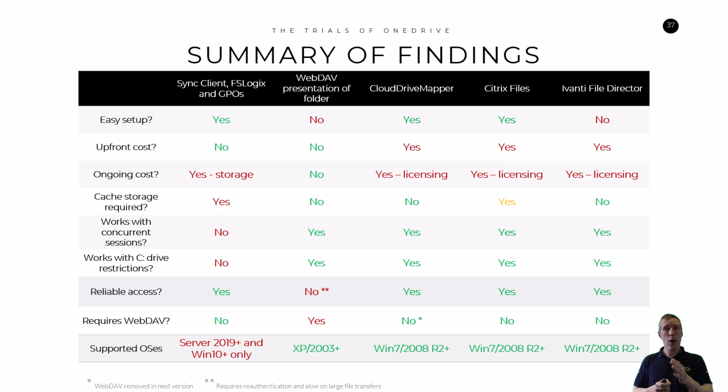They're very friendly. But I would say, as I said, if you can meet the requirements for it, then sync client and FSLogix. If you're on a very old operating system like 2003, you're stuck with WebDAV. If you've got Citrix Files or Ivanti File Director entitlement already, then it would make sense to go with those. But if you're in a situation where you haven't got those entitlements or you don't want to pay for them, and you're restricted by security, by storage, by concurrency, then Cloud Drive Mapper is the go-to solution that you should look at. Anyway, I hope that's been useful to some people.